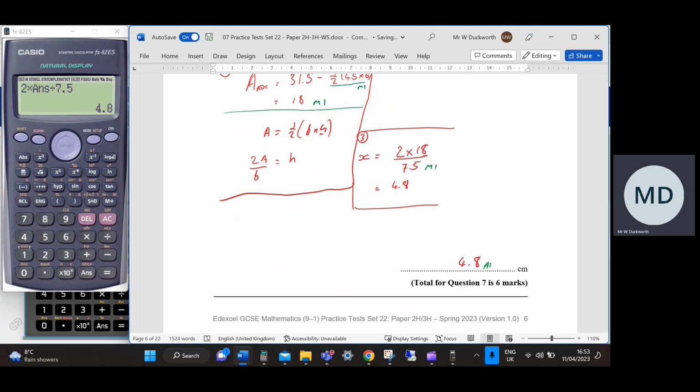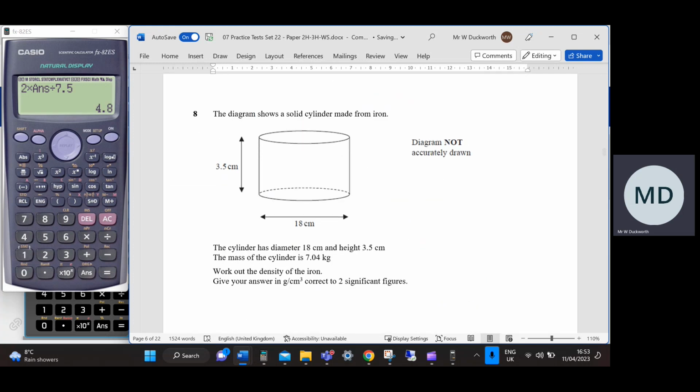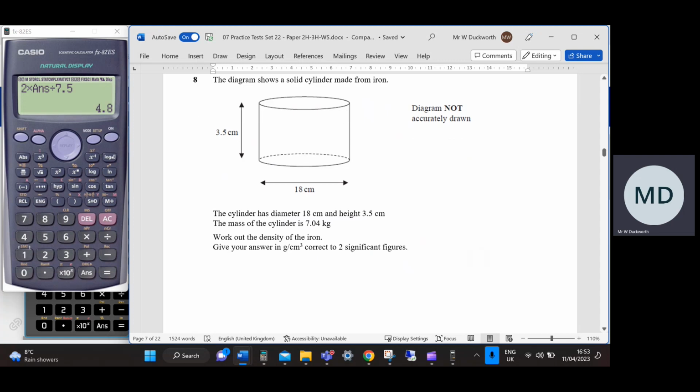Okay, question 8 then. So for question 8, we're looking at a diagram that shows a solid cylinder made from iron, so that might be a density question. The cylinder has a diameter of 18 centimeters and a height of 3.5 centimeters. The mass of the cylinder is 7.04 kilograms. Work out the density of the iron, giving your answer in grams per centimeter cubed, correct to two significant figures.